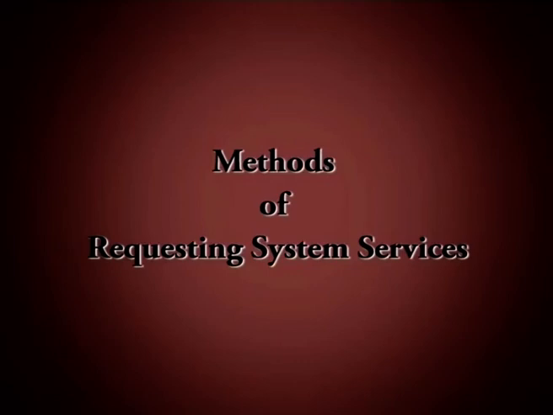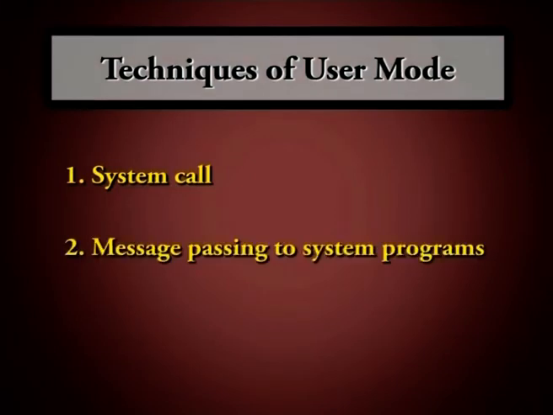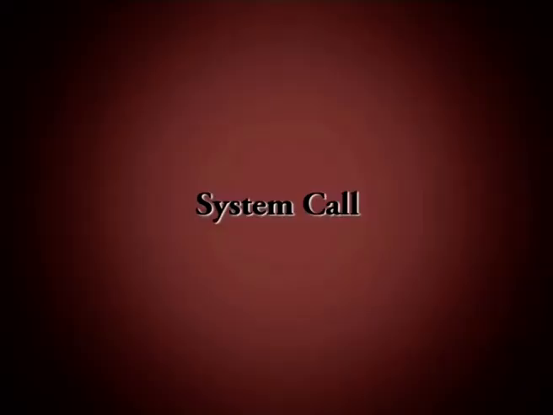Next, we are going to discuss methods of requesting system services. There are two techniques by which a program executing in user mode can request the kernel services: system call and message passing to system programs. Every operating system is designed with one or the other of these two facilities, but not both. First, we are going to discuss system call.